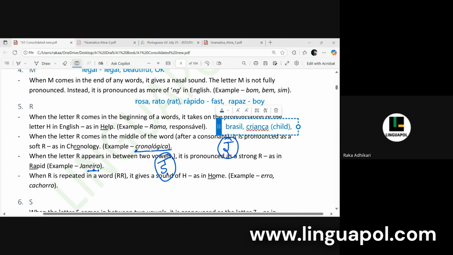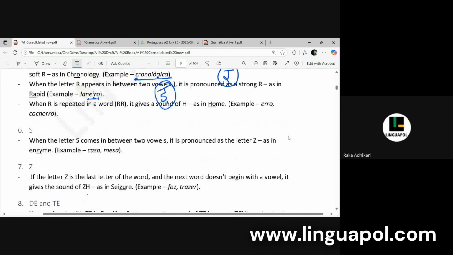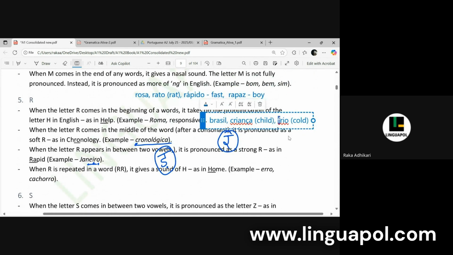For example, frio. Frio means cold. Now you can see the letter R is coming after the letter F, a consonant. So the sound is very soft. We will not say frio with a strong R. It's frio. The R is very soft. Frio.